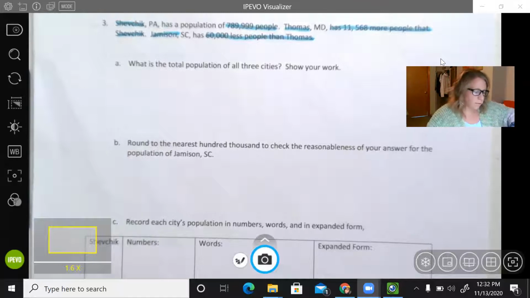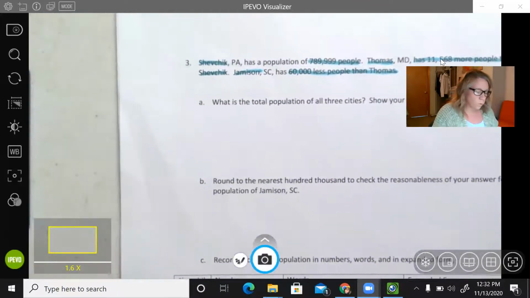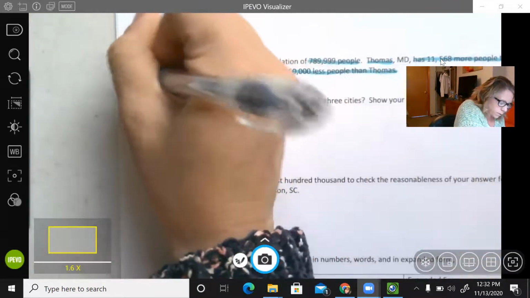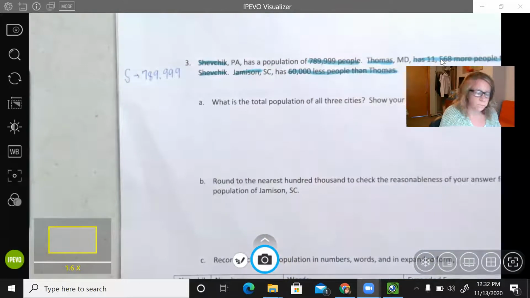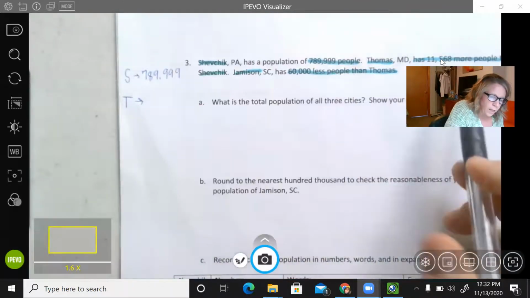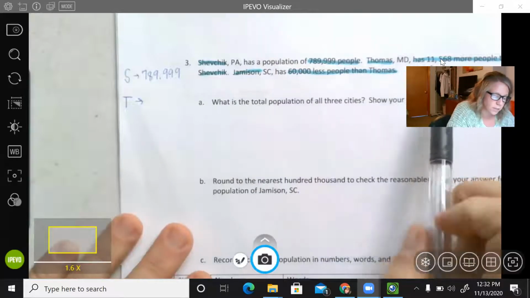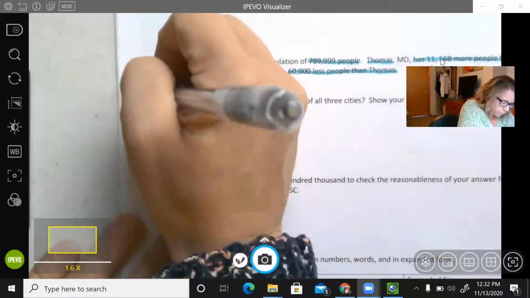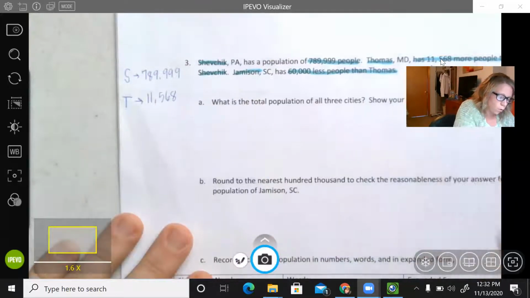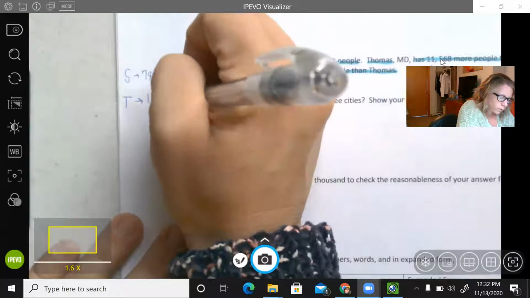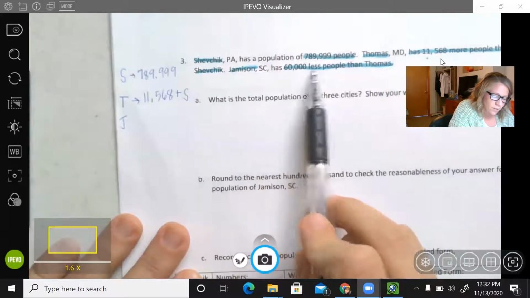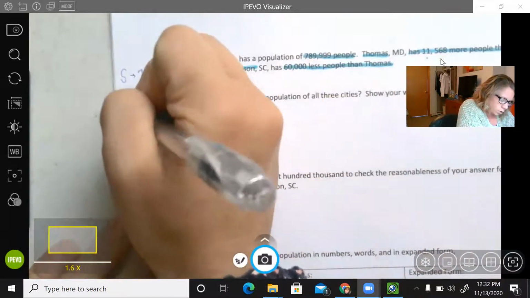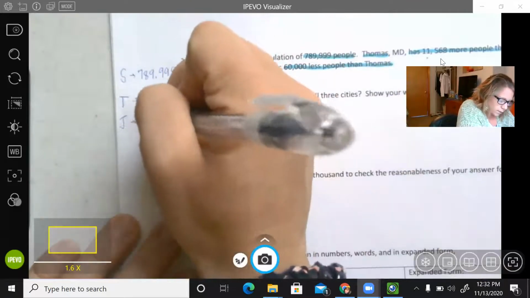So off to the side, I think it's important to make some notes. So we know the population of Shevchik is 789,999. We know Thomas has 11,568 more than Shevchik. So since it's more, we're going to add that to Shevchik's population. And then Jameson has 60,000 less than Thomas. So we're going to take Thomas's population and take away 60,000.